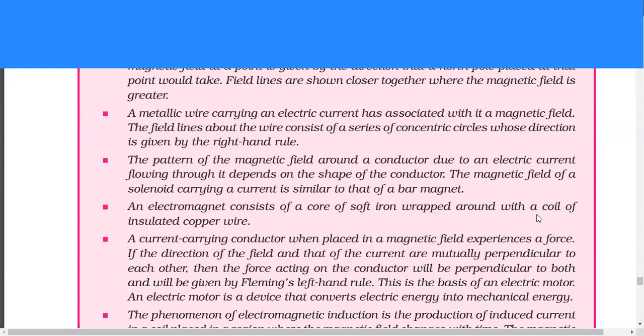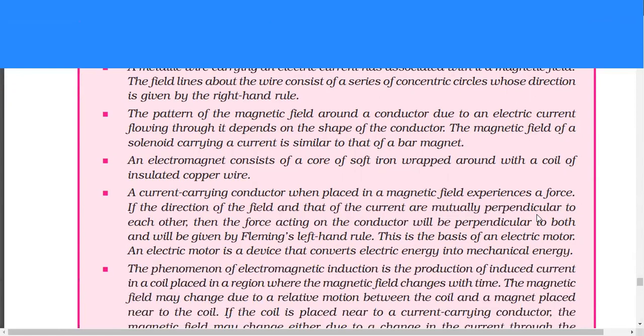A metallic wire carrying an electric current has associated with it a magnetic field. The field lines about the wire consist of a series of concentric circles whose direction is given by the right-hand rule. The pattern of the magnetic field around the conductor due to an electric current flowing through it depends on the shape of the conductor.